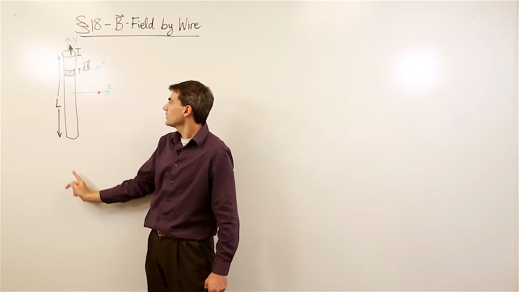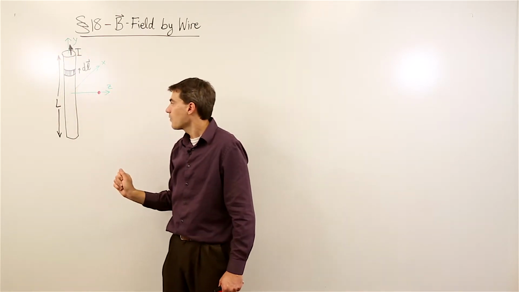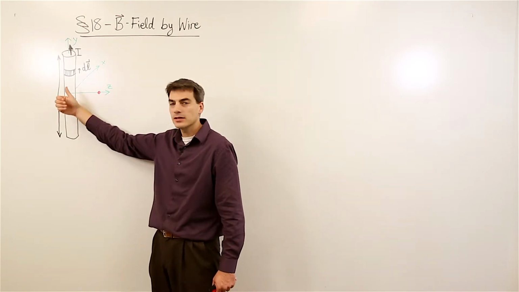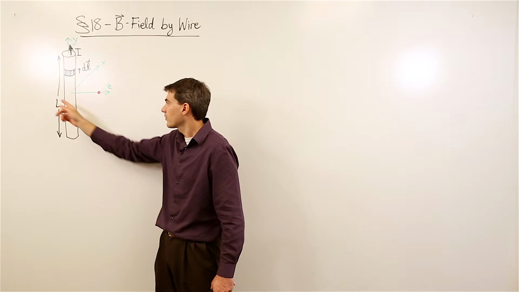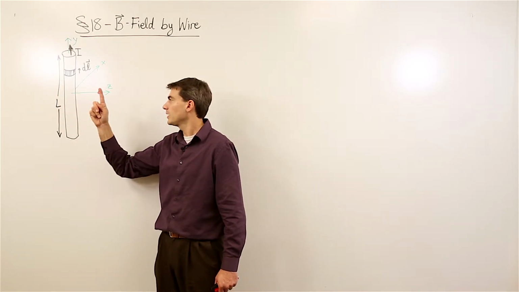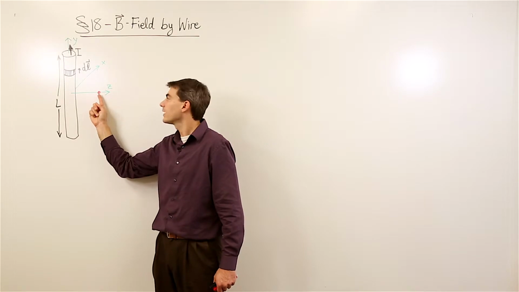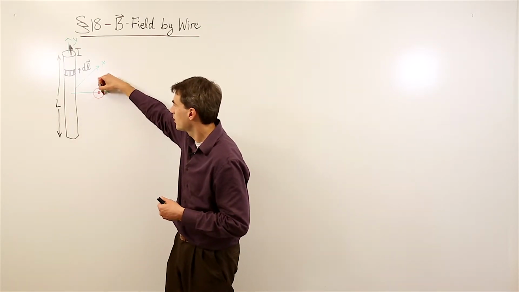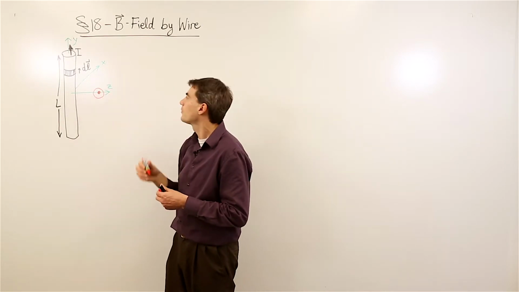Okay, so the current is running up in this wire, and so you know from the right-hand rule that your thumb points up, and the magnetic field curls around this wire. That means the magnetic field comes out of the board over there, comes towards me, and then goes into the board at this location. So we already know that the magnetic field at this location here points into the board.